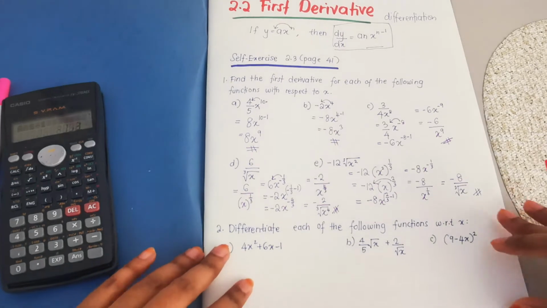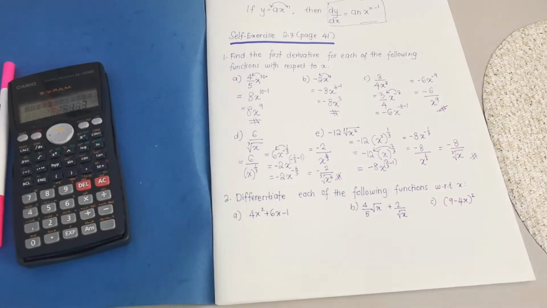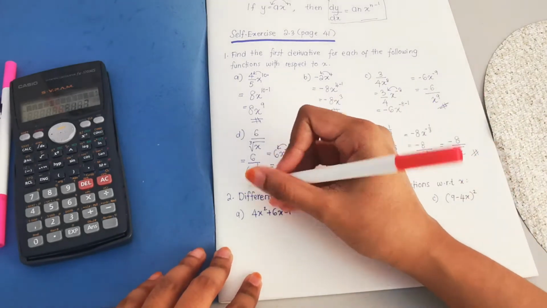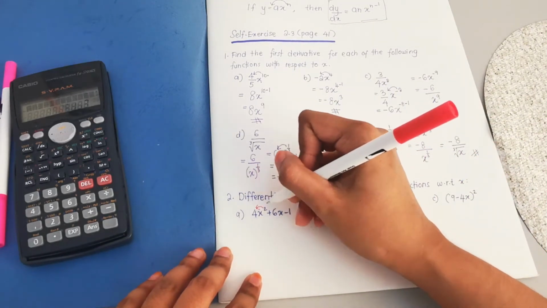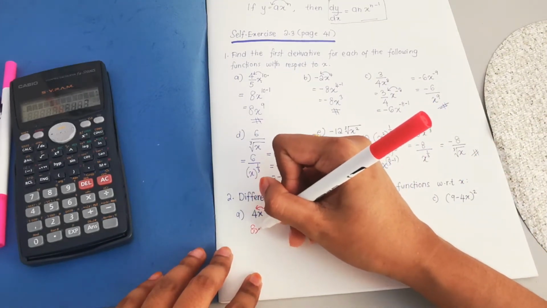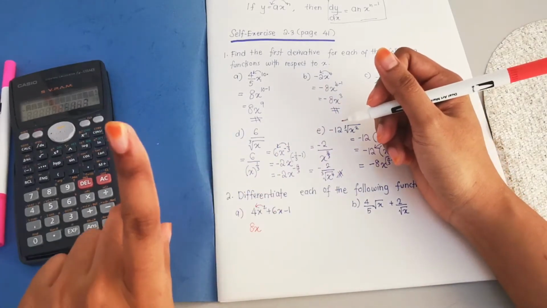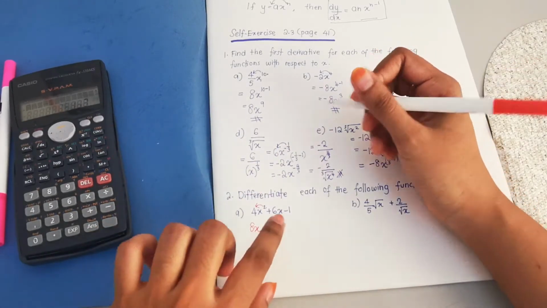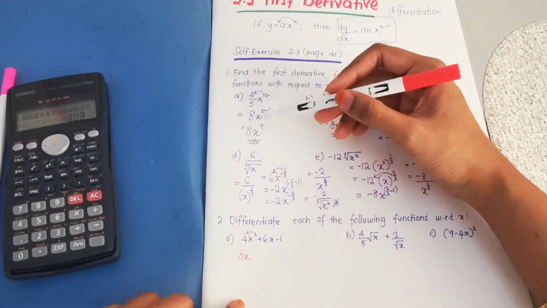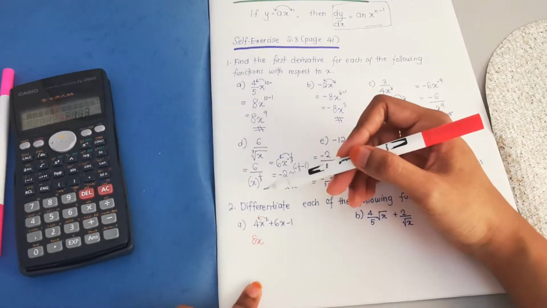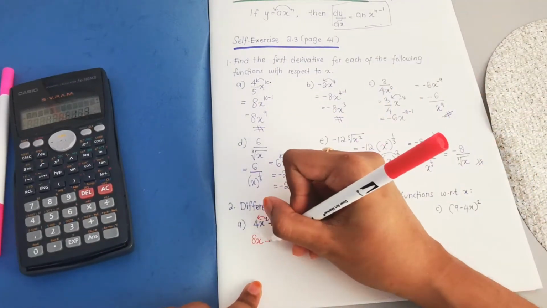Okay, for question 2, differentiate the following with respect to x. Okay, this is also going to be simple. First, okay, this one times up, so 4 times 2 is 8x. Okay, 2 minus 1 is 1. So I'm not going to write, I'm going to skip these steps. Okay, the minus steps. So 2 minus 1 is 1, so no need to write.